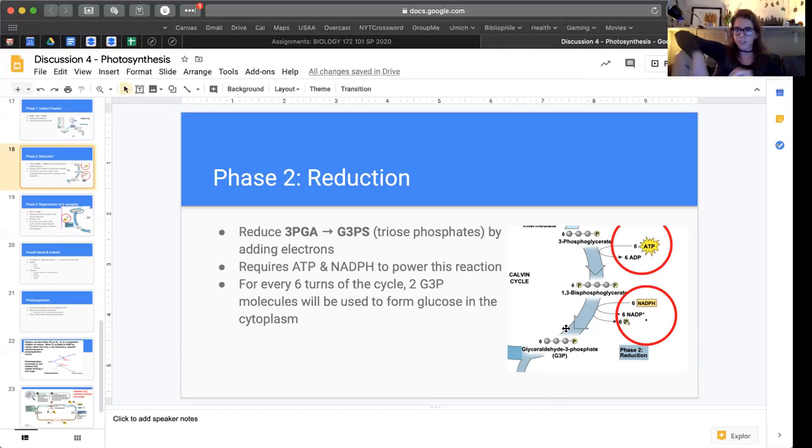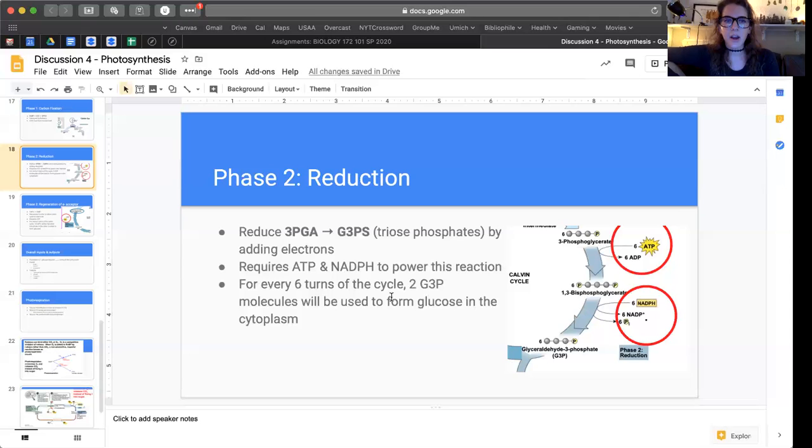Okay, so after 6 turns of the Calvin cycle, you're going to form 12 G3P molecules total. 2 of them are going to leave the cycle, and they're going to enter the cytoplasm, and they're going to interact with each other to form glucose. And so that's what we want. This is like our ultimate carbohydrate formation.